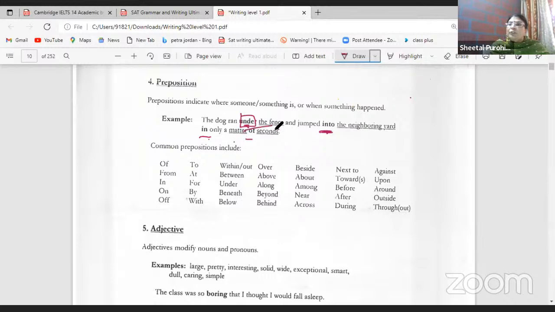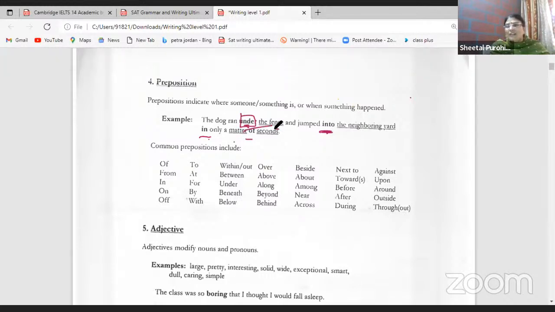It is used as a filler in sentences, to create a gap between the subject and verb so that you get confused, right? Into what? Into the neighboring yard. This is again a prepositional phrase. In what? In only a matter. This is the third phrase. Of what? Of seconds. So this is again a phrase. You just have to ask who or what after the preposition.